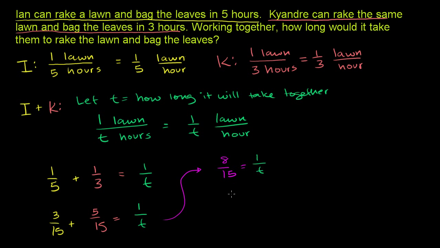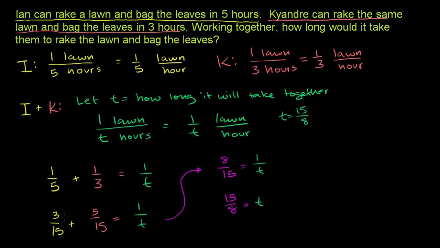If we want to solve for t, we can take the reciprocal of both sides. If we flip the left side, we get 15 over 8. And if we flip the right side, we get t over 1, or just t. So it'll take them 15 over 8 hours. So t is equal to 15 over 8 hours, and I should say 15 over 8 hours per lawn.